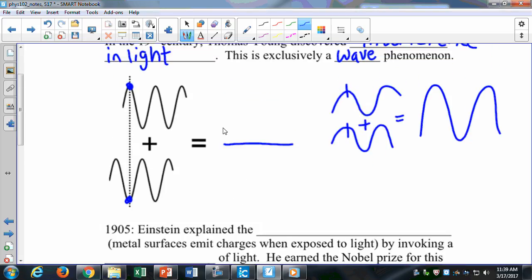So on these, you need to know who said what. Newton, particle, reflection. Huygens, wave, refraction. And then there were a couple issues with that. Young said light was a wave because of interference.